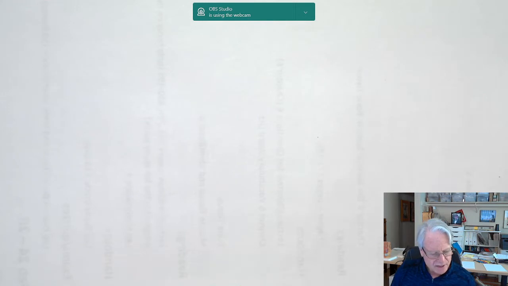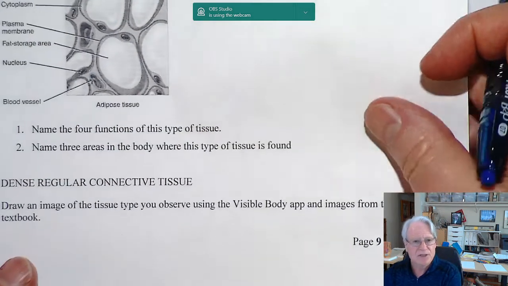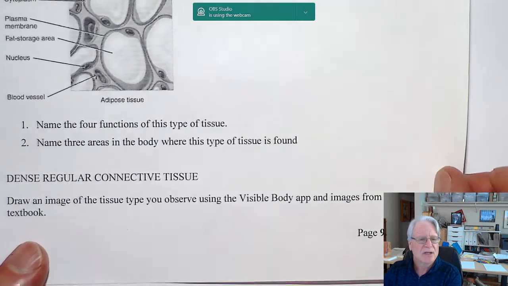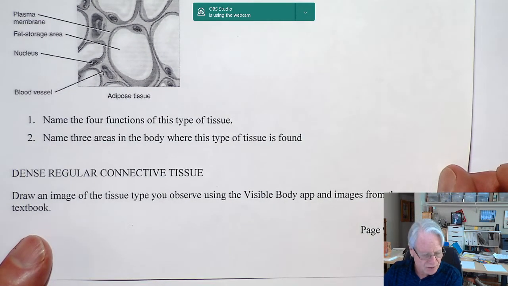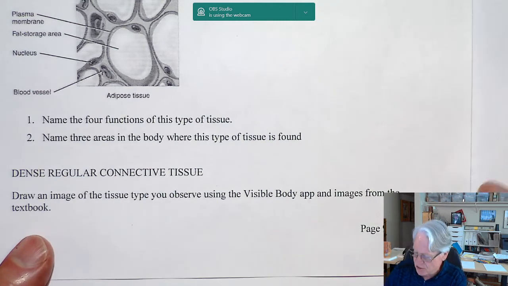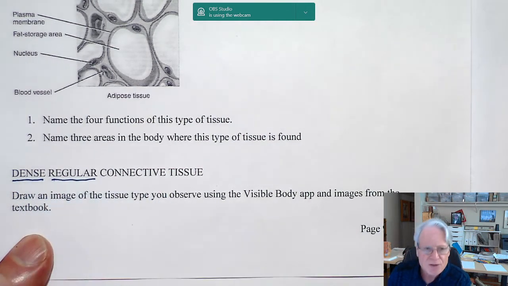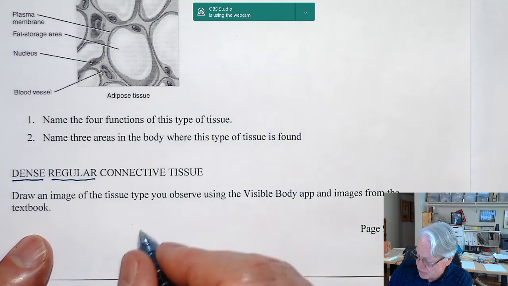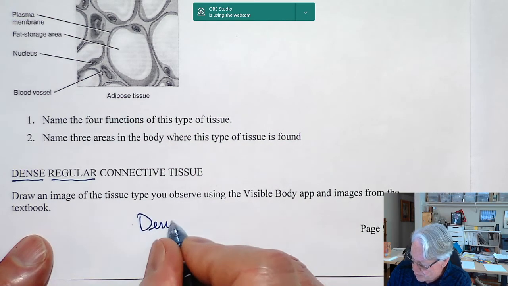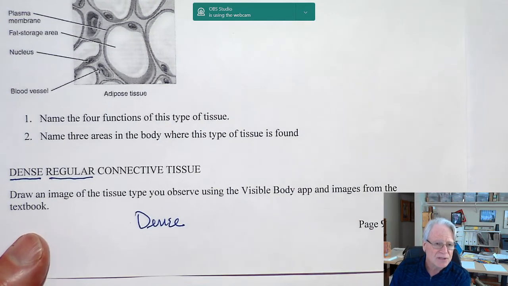All right. The next type of tissue that we want to look at is dense regular connective tissue. Dense regular connective tissue, and that's actually at the bottom of the page here. Let's talk a little bit about the terminology. Dense, regular. Those two terms have meaning and should be paid attention to. So dense means just exactly what it says.